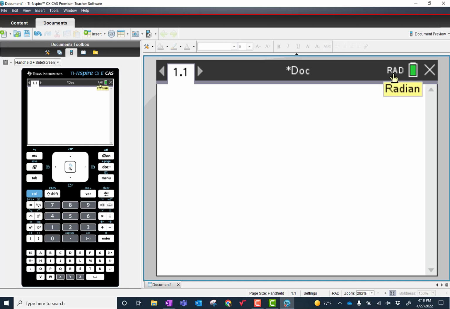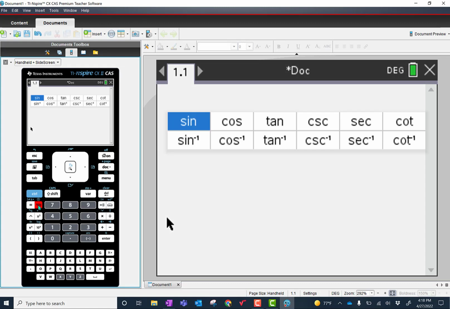Now we're going to go into degree mode because this first problem is degrees. So please don't use these letters to type tangent. Please don't do that. These are just regular old letters. These don't represent variables. So you've got to go to this trig button right here. It's under the control button. And then we're going to scroll across to tangent.